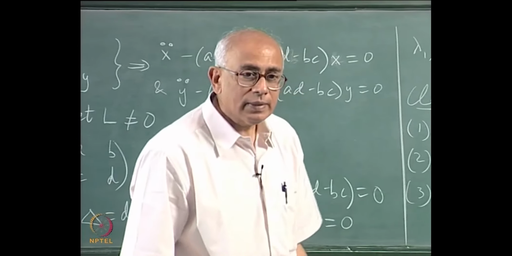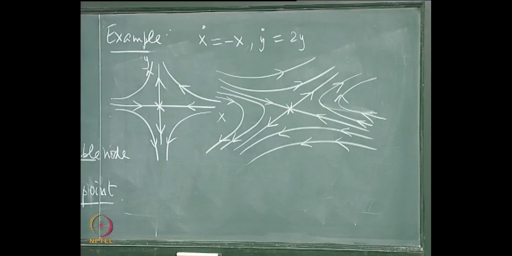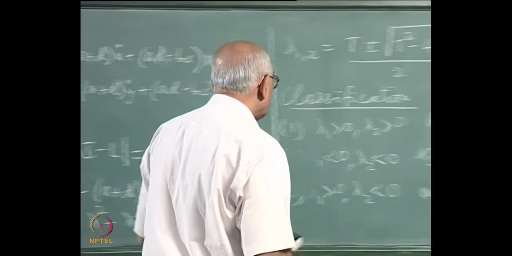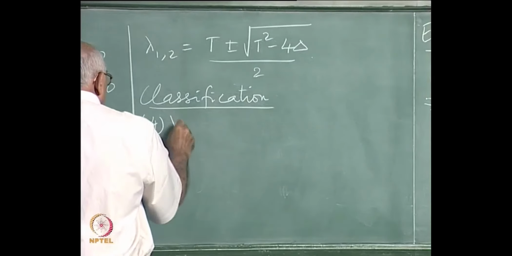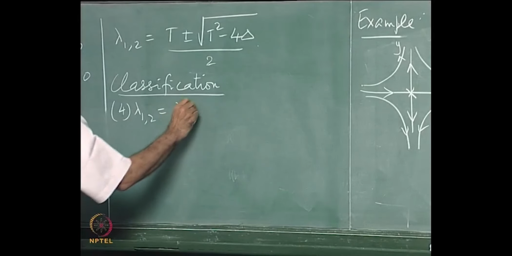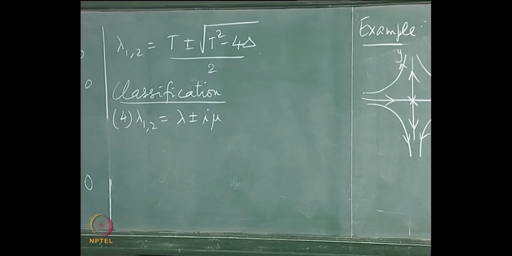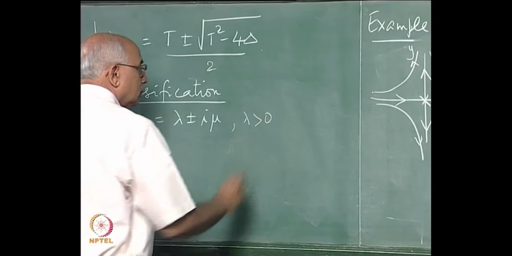Have we exhausted everything? Complex eigenvalues, absolutely right. We have complex eigenvalues possible, and the first thing we have to recognize is that since these coefficients are real, the complex eigenvalues would be a complex conjugate pair. Therefore, all we have to look at is a situation in which lambda 1, 2 is some lambda plus or minus i mu, where lambda and mu are real numbers and lambda is greater than 0.